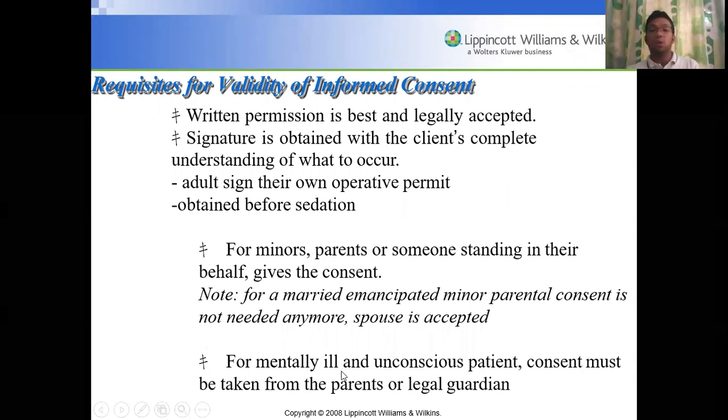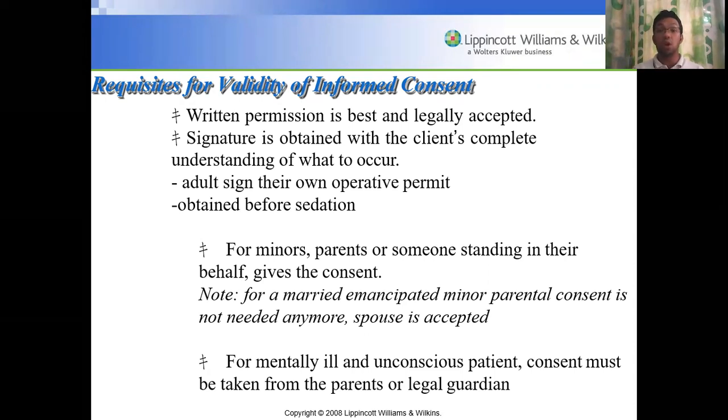For mentally ill or unconscious patient, the consent must be taken from the parents or any legal guardian. So for example, the patient is mentally ill and is already an adult. You can obtain the informed consent from the patient or parents, from the spouse or any immediate family member that the patient has, especially if the patient is unconscious.